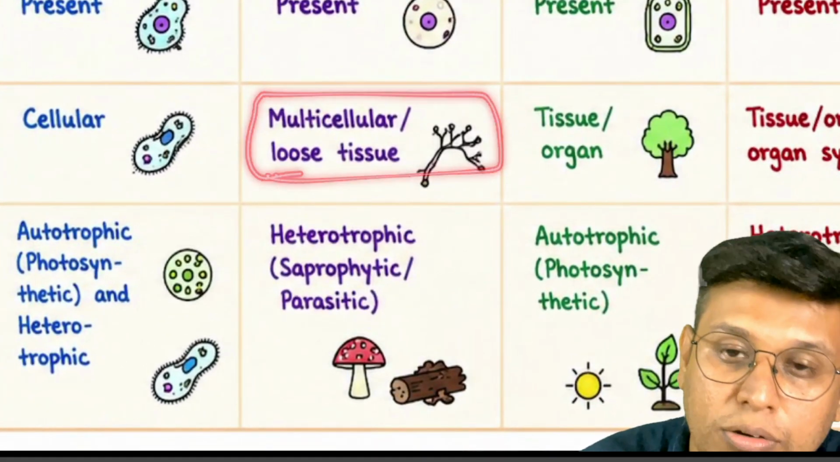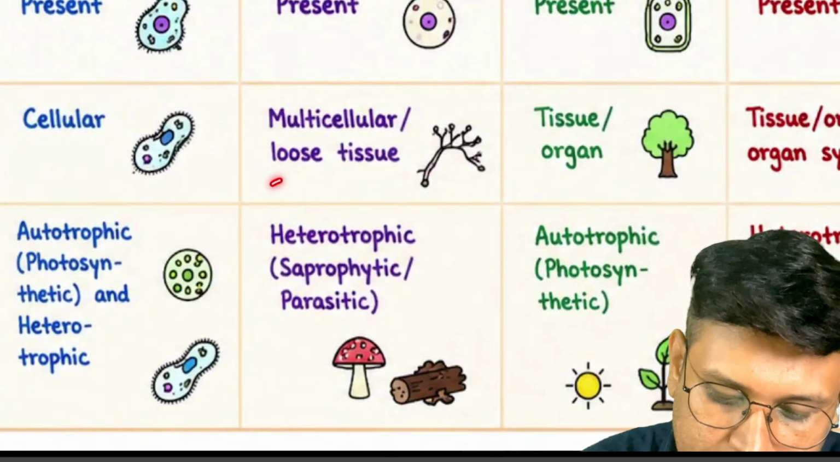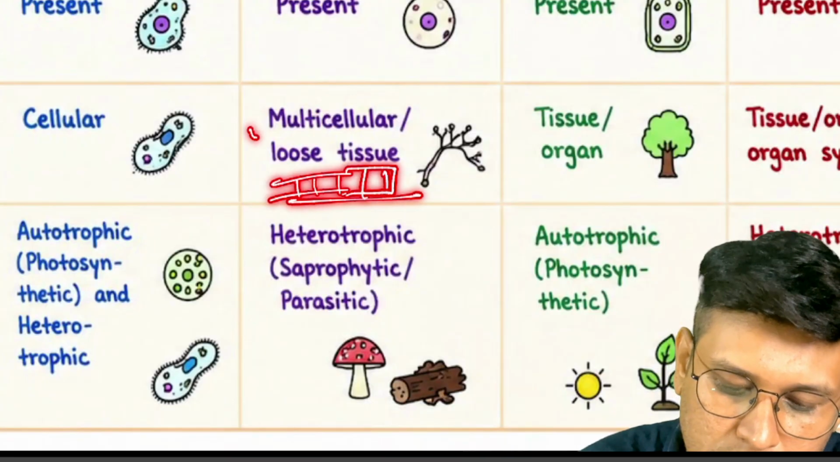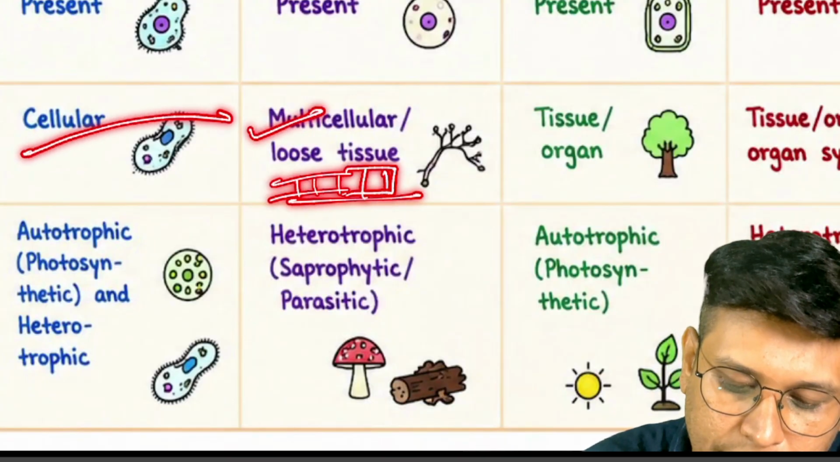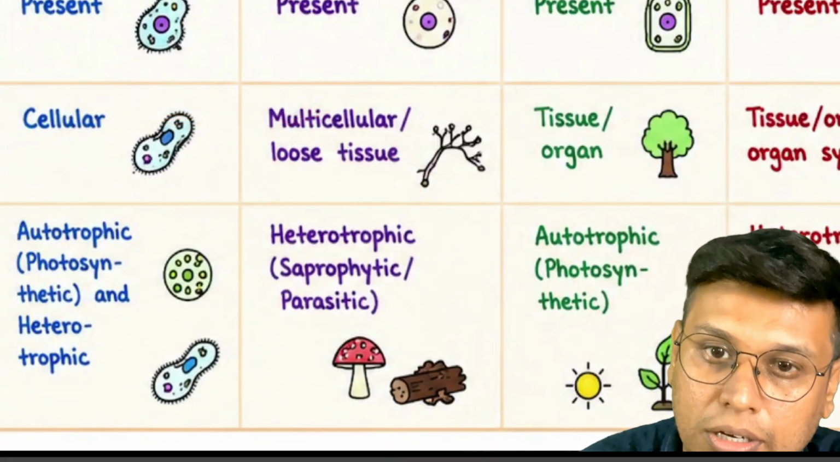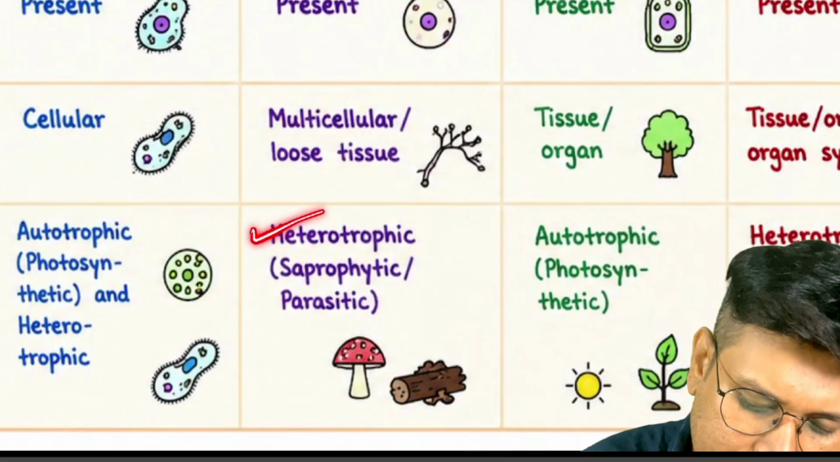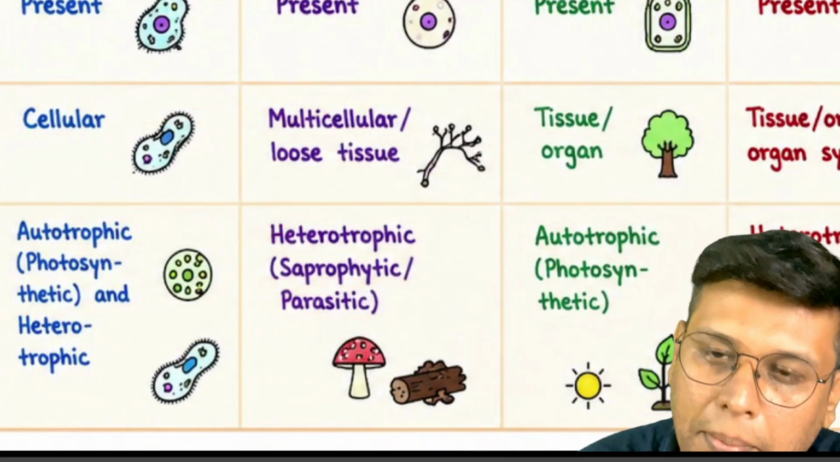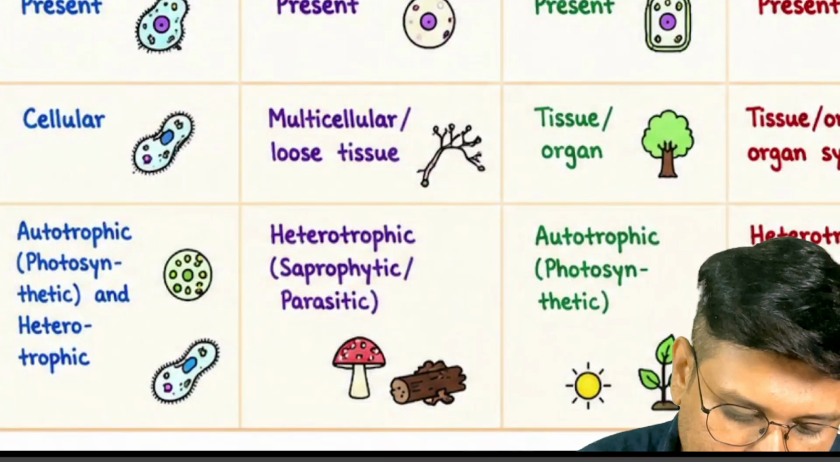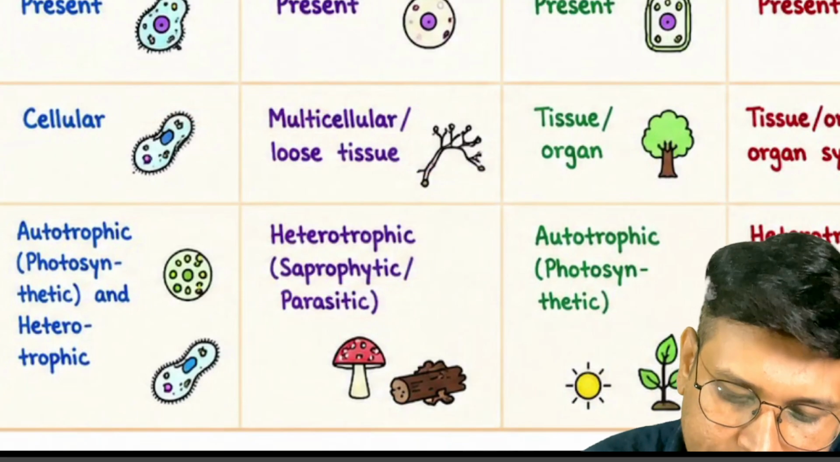Complexity is multicellular or loose tissue. So from cellular we went to multicellular, and the tissue is not compact but loose. These are completely heterotrophic, saprophytic and parasitic. Some one more mode is there.